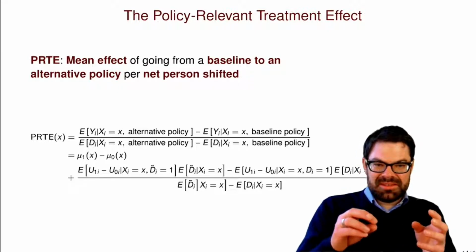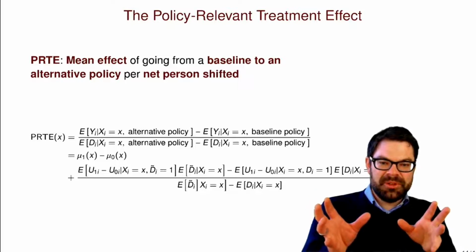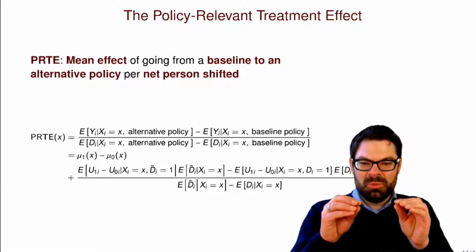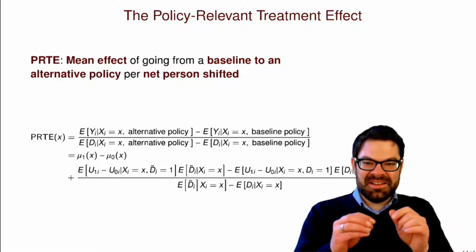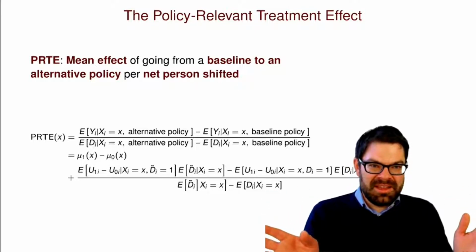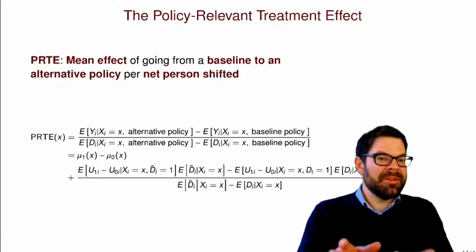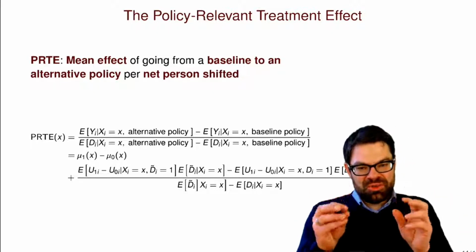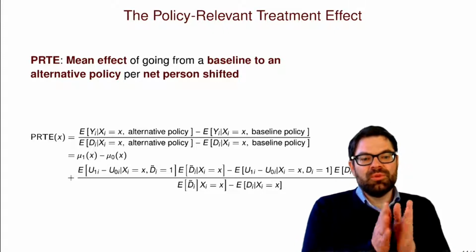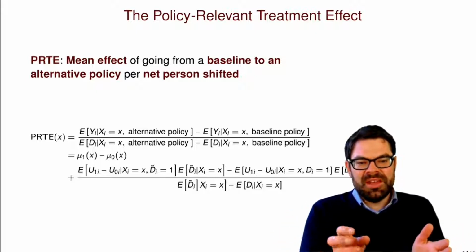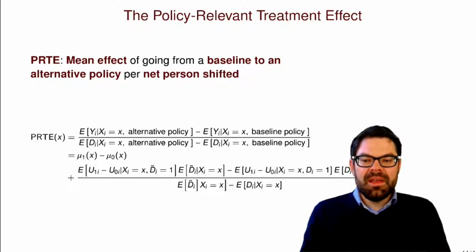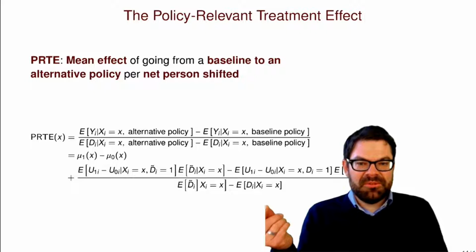So this is related to a local average treatment effect, but it's a more intentional way of assigning the treatment, because here it's not that we just assign a treatment randomly and then we see who selects into the treatment or not, and we don't know who those compliers are. We should have a better idea here, even though we can't know it fully, of who gets shifted into or out of treatment by moving from the baseline policy to the alternative policy. And so that's what the policy relevant treatment effect tells us.